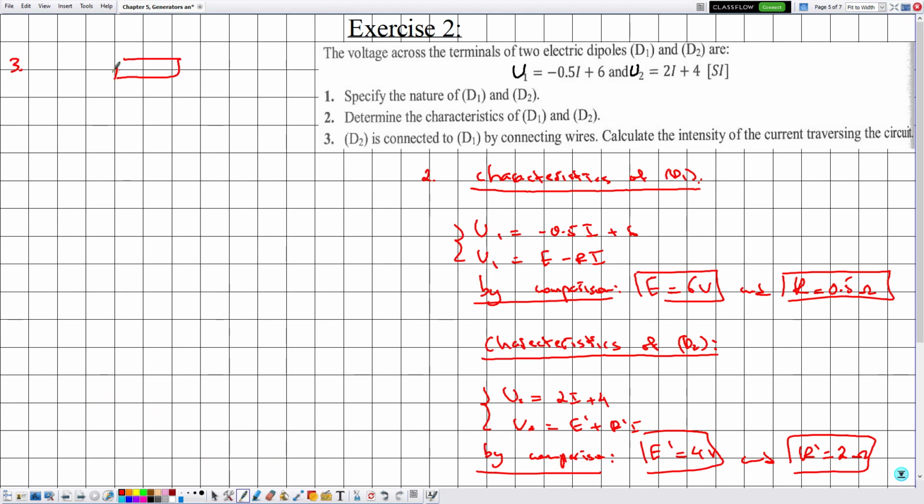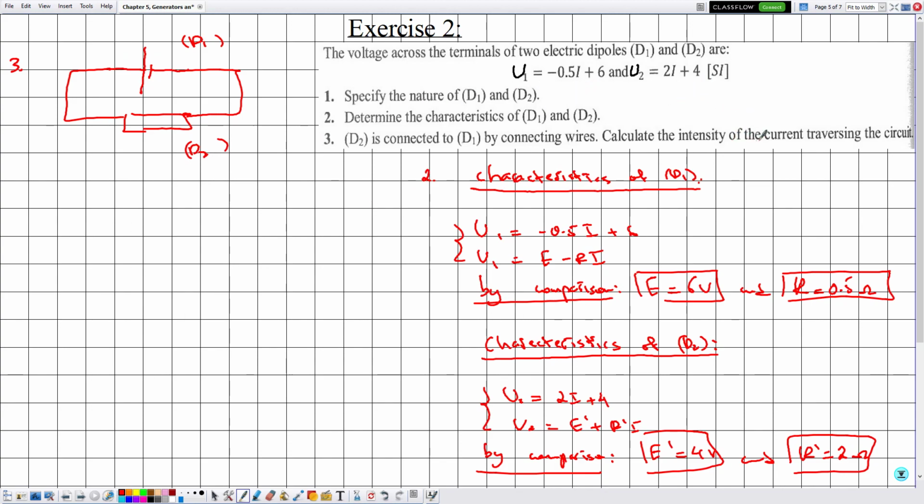So this is the electric component D1 connected to D2 by connecting wires. This is D1 and this is D2. Now simply because we know that D1 is a receiver, let's use the convenience symbol, which is the symbol of a generator, which is this one. So here I'm supposing that the generator is a DC generator.